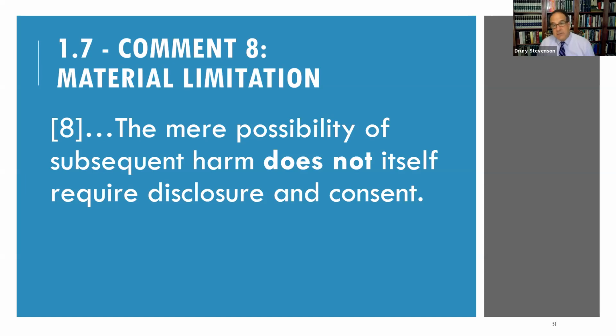Like in theory, any two clients could eventually have a dispute or could turn on each other. And when it comes to material limitation, it could be the same thing. So we talked about the situation with business rivals, and that doesn't count. Now, is it possible that at one point the rivalry between them could become so intense that one of them is pressuring the lawyer to behave a certain way? Of course, that's possible, but the mere possibility of subsequent harm does not necessarily require disclosure and consent. Now, where's the line? There isn't one.